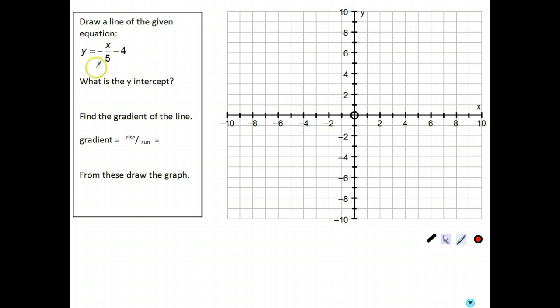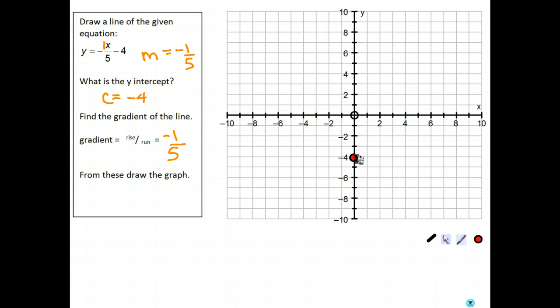If you've got x or negative x on 5, that's another way of writing the gradient. That's really negative 1/5 x. So the 1 in front of that, the negative sign goes on to the 1, and the gradient is negative 1 on 5, and the y-intercept is negative 4. So again, plot the point. Let's quickly do this one. Plot the point at negative 4.